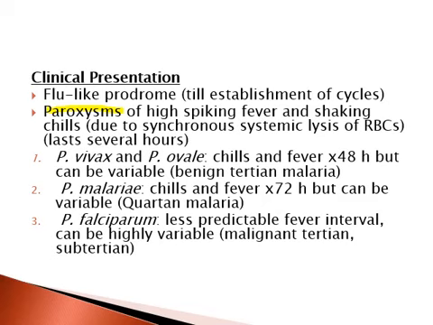The paroxysms of malaria are high spiking fever, maybe 40 degrees centigrade or more, and shaking chills due to the high fever and synchronous systemic lysis of RBCs, releasing the excretory material of the plasmodium as well as the malarial pigment. This lasts for several hours with sweating and chills. Then the patient has rigors. The rigors are very vigorous, and then the temperature subsides again and he falls into a long sleep. This paroxysm is repeated according to the species of the plasmodium, as we'll say as follows.